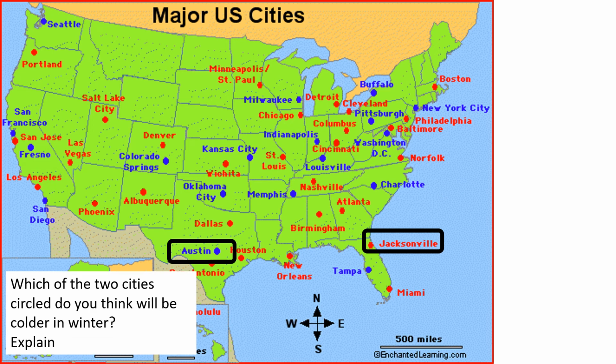Now, which one of these will be colder in winter? The one that's going to be colder is the one that's going to be further away from the coast. Well, Jacksonville is right on the water, so it's going to stay pretty much the same. Austin, Texas is going to get colder in the winter than Jacksonville because it's farther away from the water.